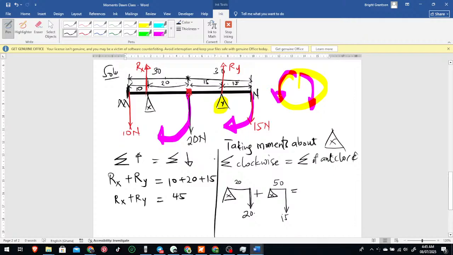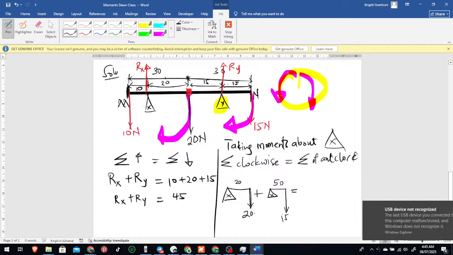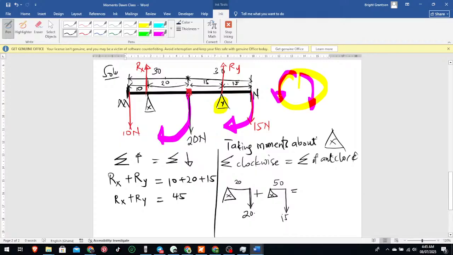Okay. So now for the anti-clockwise direction, we are looking for the forces that will move in this direction. So this force, the 10 newtons, will move in this direction. If this is x, to move in this direction. So that means it's anti-clockwise, right?